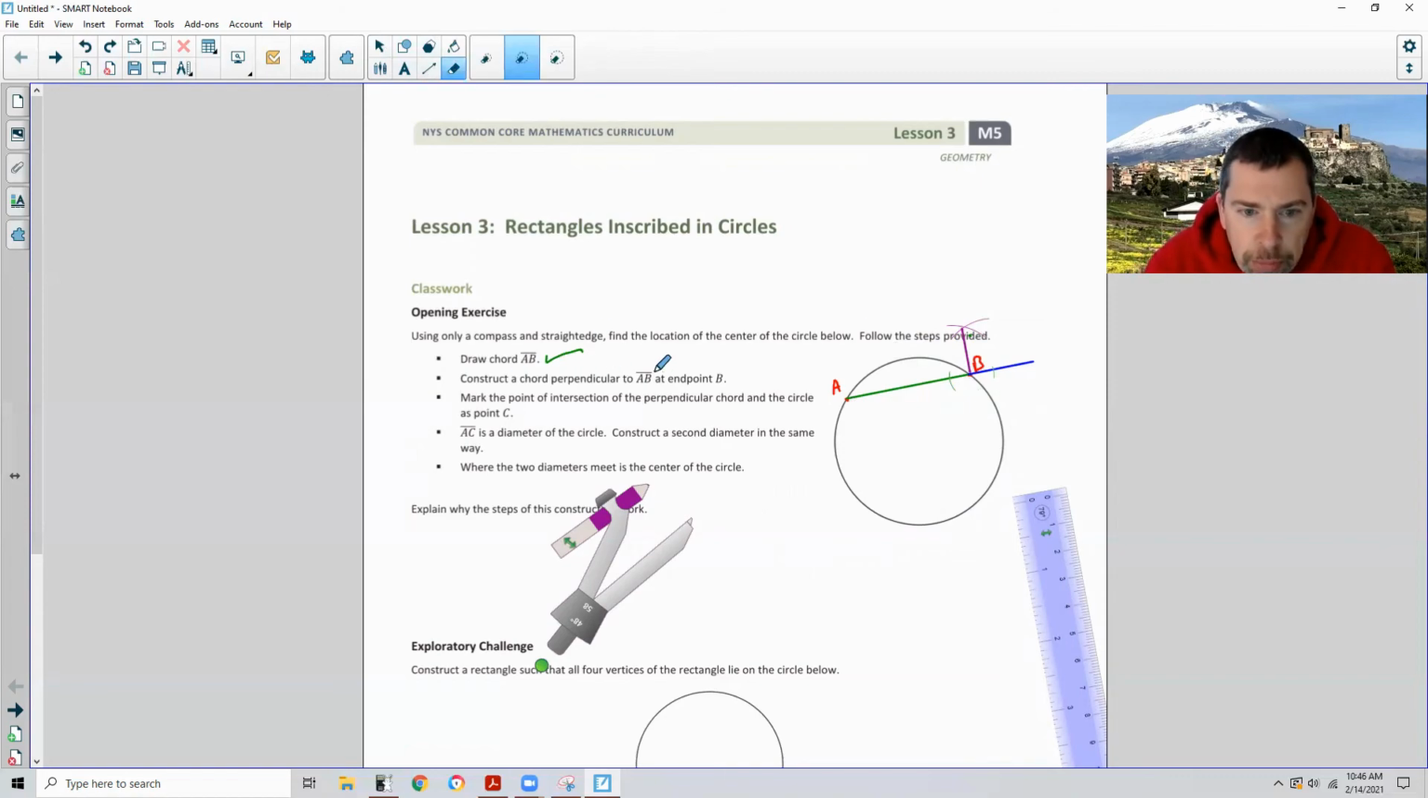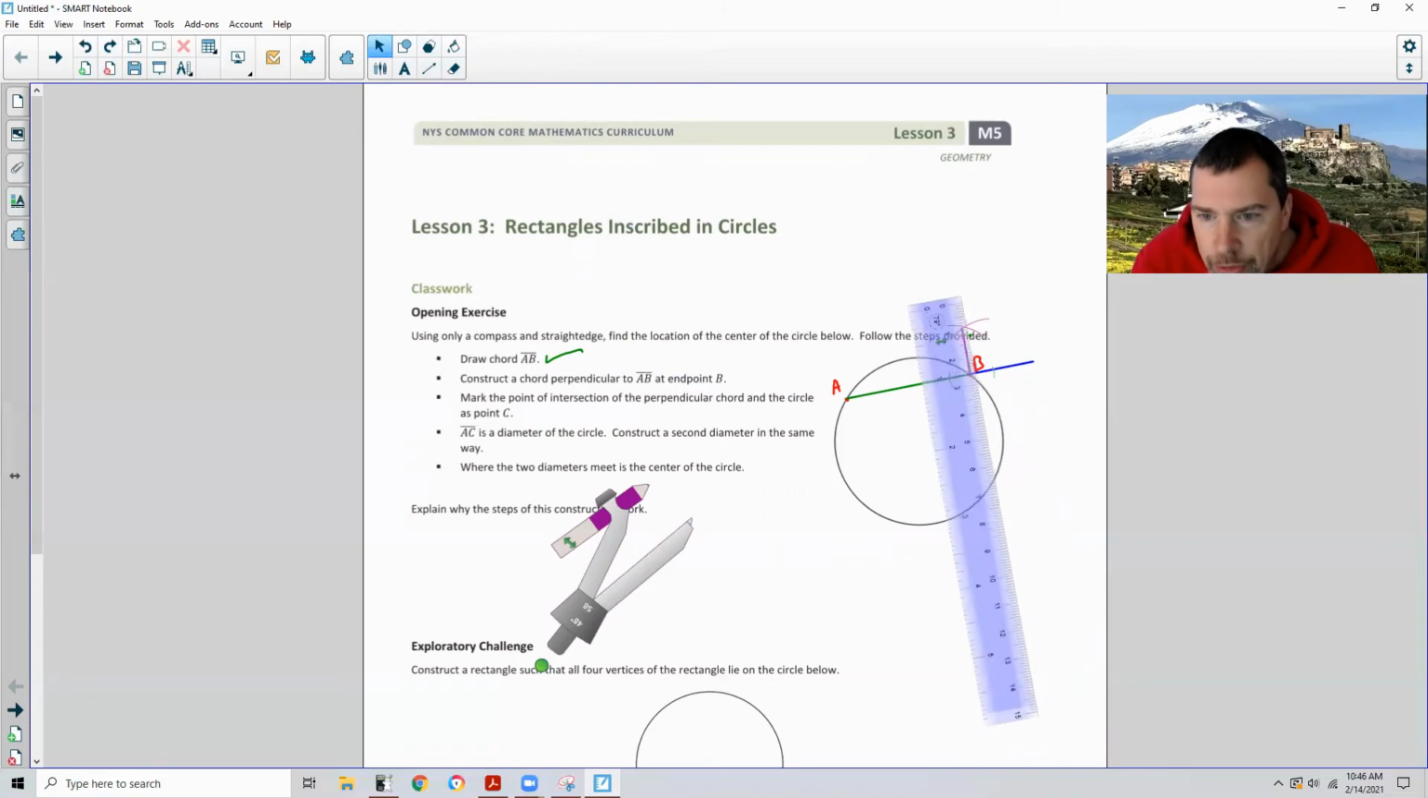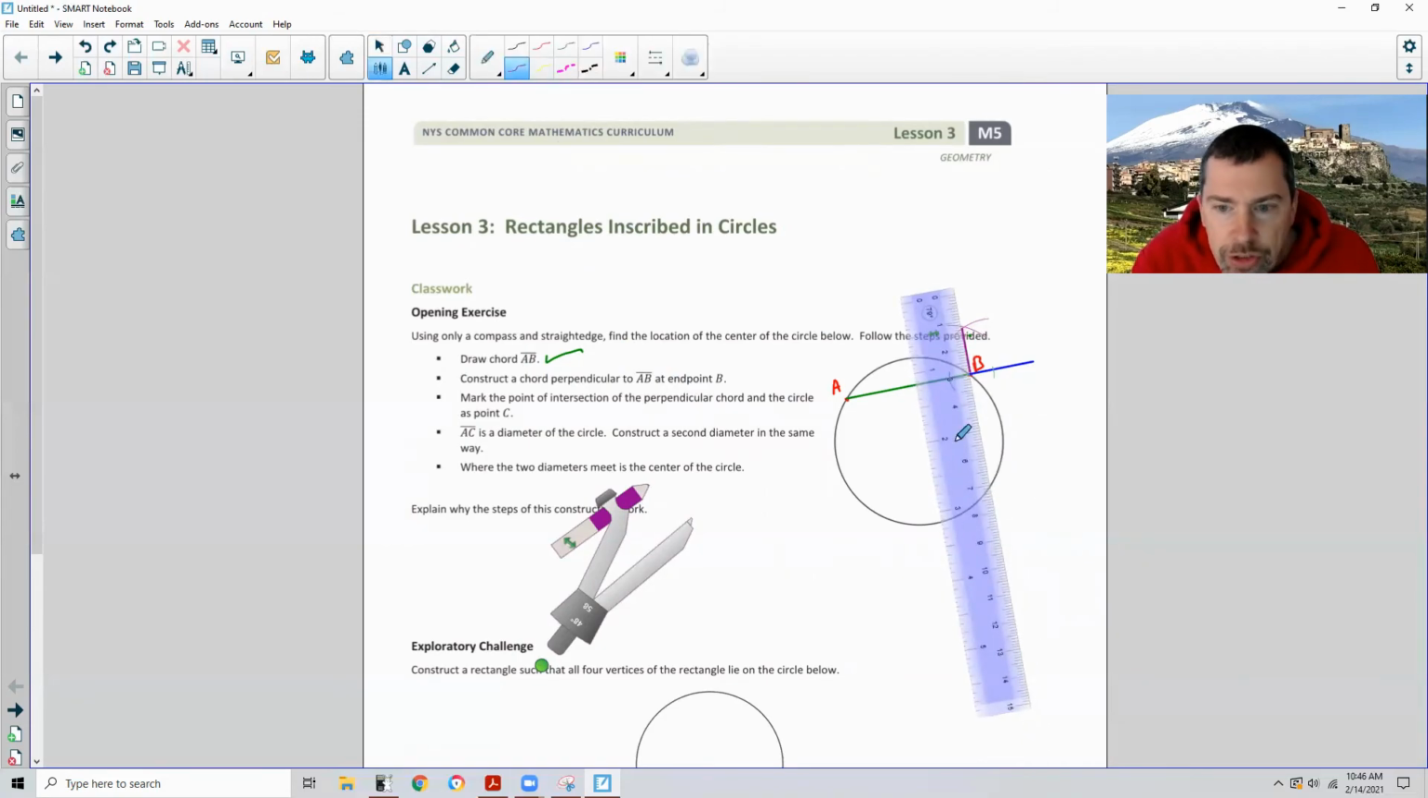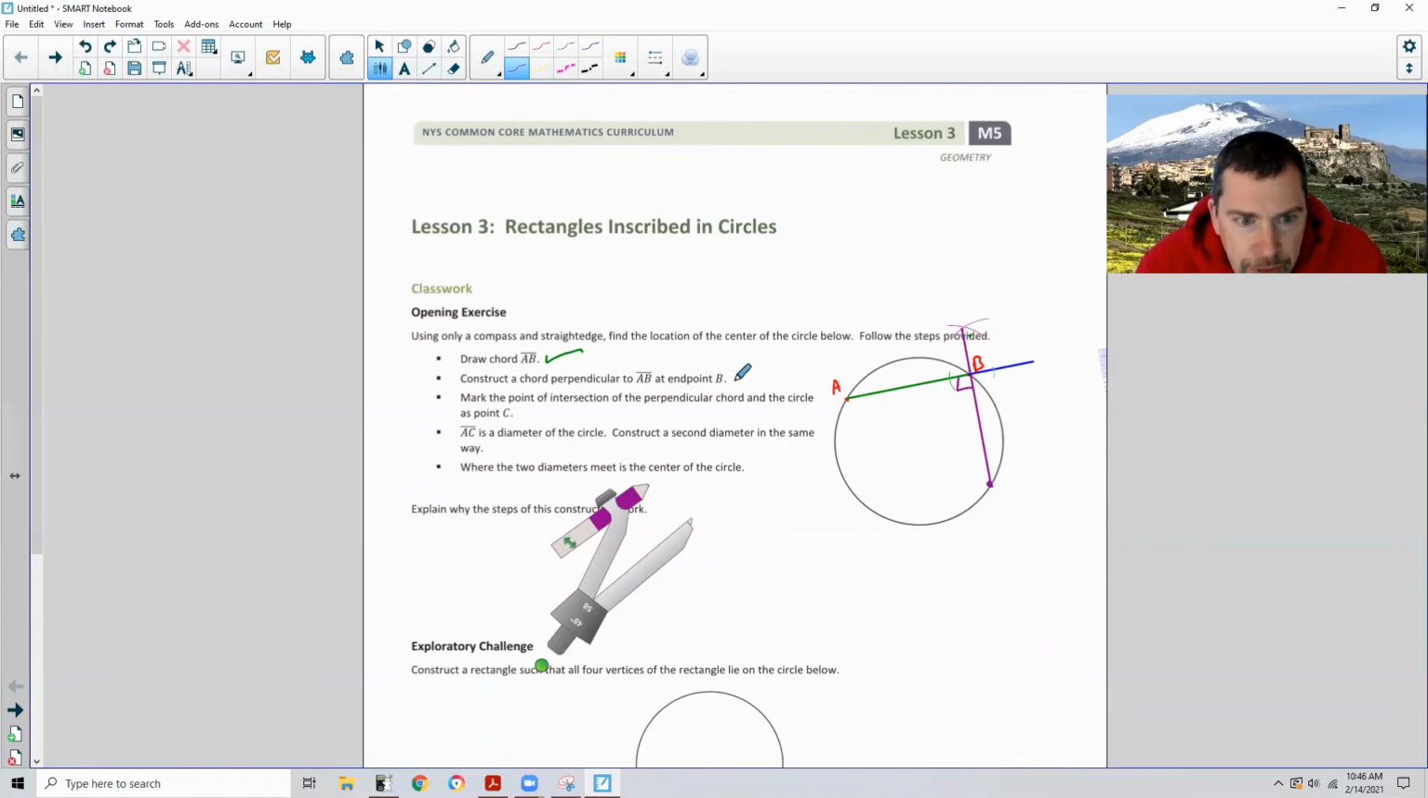Construct a chord perpendicular to AB. So here's where it's supposed to be. I'm going to extend that down because that's not a chord. That's outside the circle. So I'm going to extend this down like so to this point here. So that is perpendicular. And so now I have this point here. So construct a chord perpendicular to AB at endpoint B, which is right there.